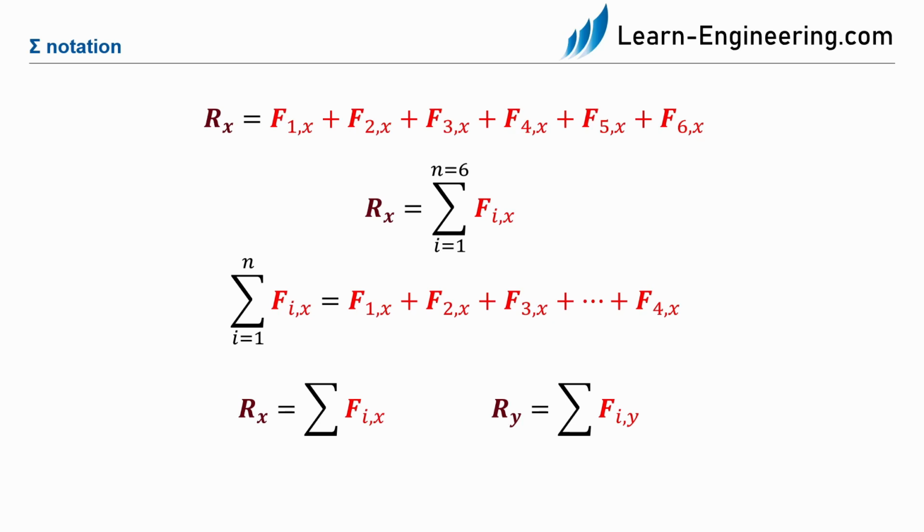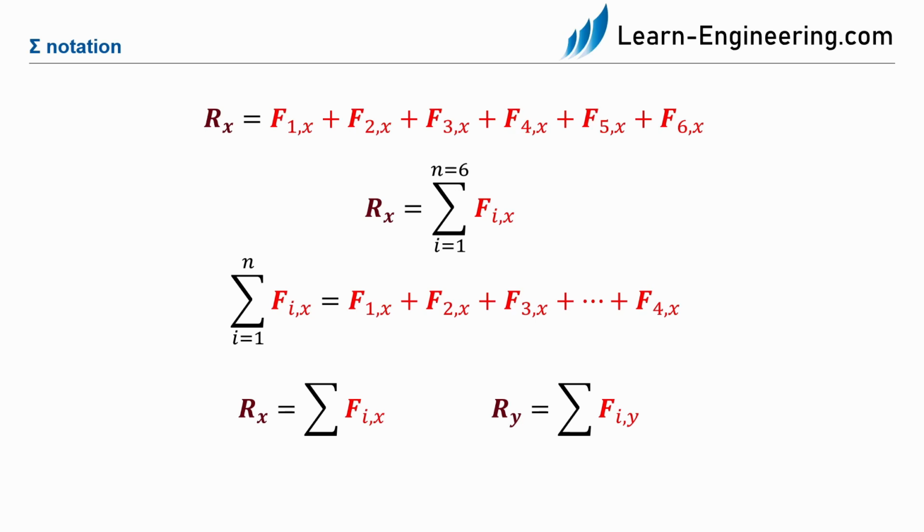Below the summation sign is the start index i. In this example, the index starts with 1. Above the summation sign is the end of the sum, n. Here in the example it is 6. After the summation sign comes the formula in which the index i is always increased by 1 from the starting point to the end. So the sum sign means the same as described in the equation above, namely F1x plus F2x plus F3x plus F4x plus F5x plus F6x.